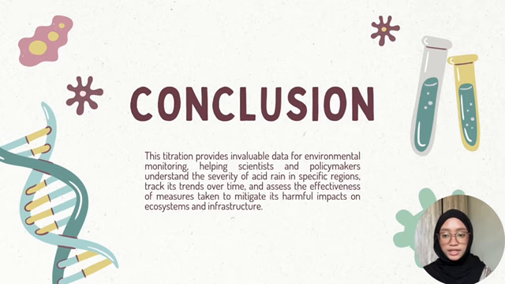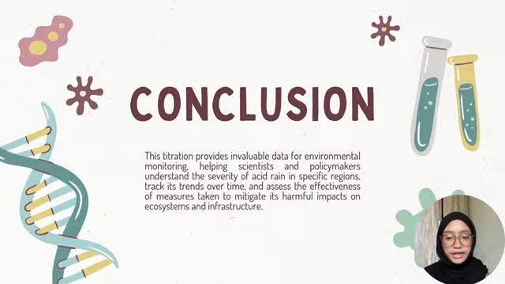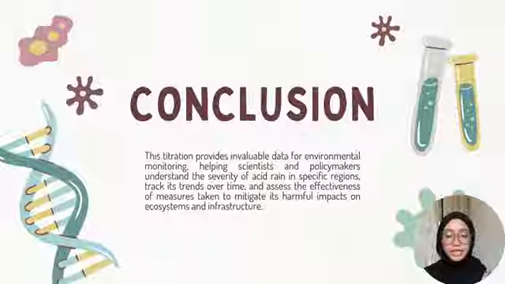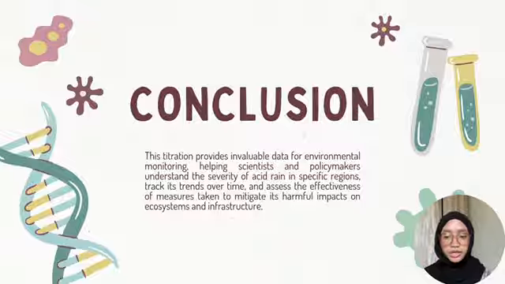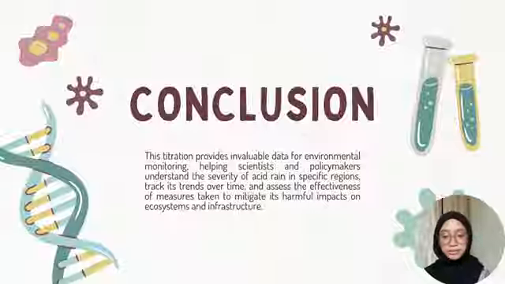To conclude, this titration experiment provides valuable data for environmental monitoring. By analyzing the acidity levels, scientists and policymakers are able to better understand the severity of acid rain in specific regions. This information also helps track changes and trends over time, allowing us to see whether conditions are improving or worsening. Most importantly, the results can be used to assess how effective current mitigation measures are in reducing the harmful impact of acid rain on ecosystems and infrastructure.